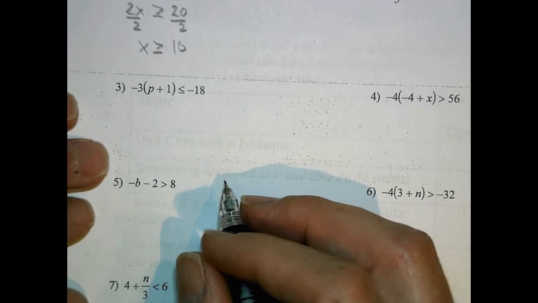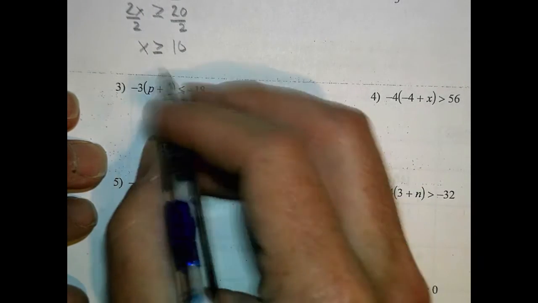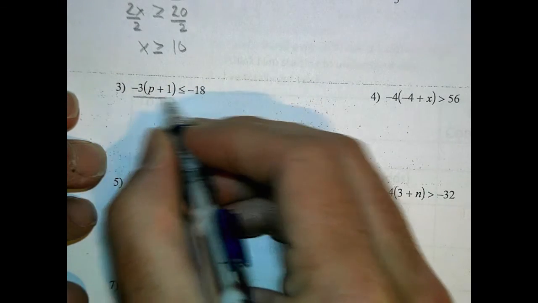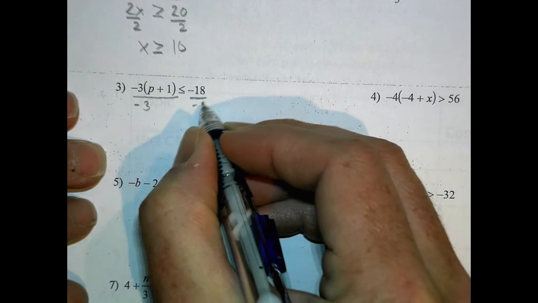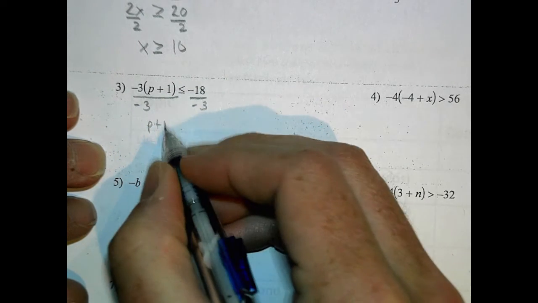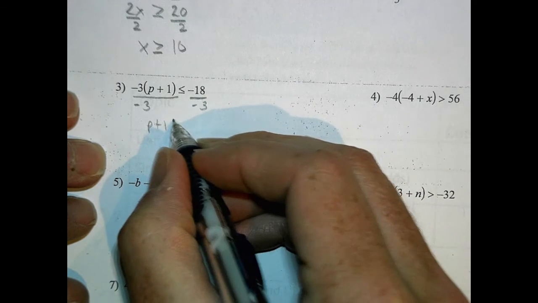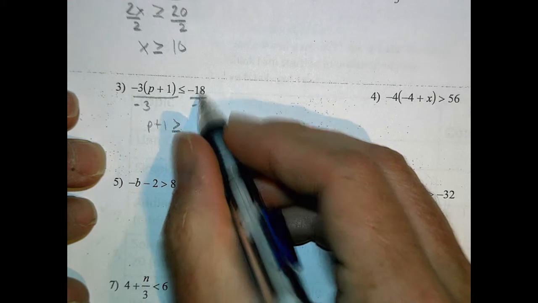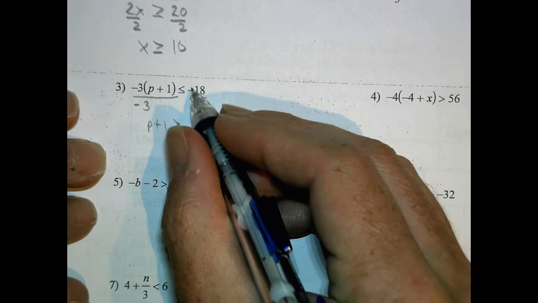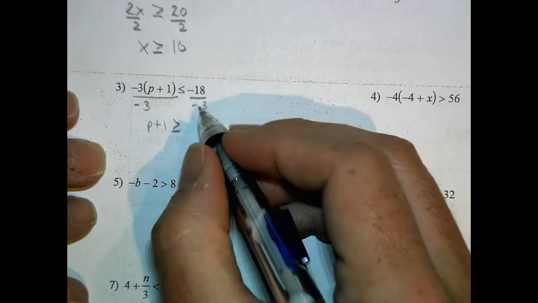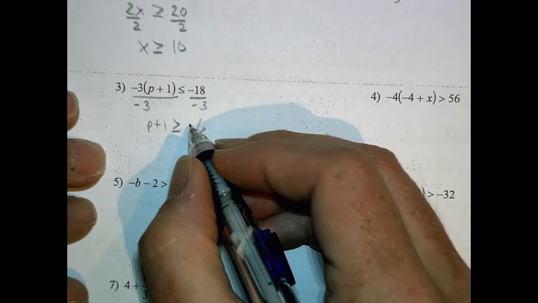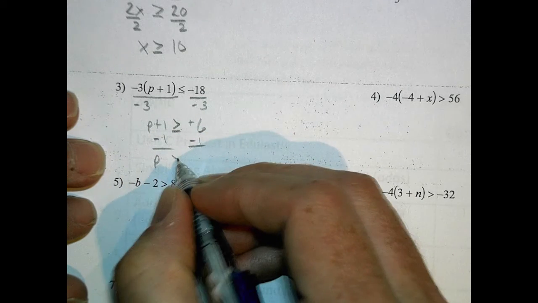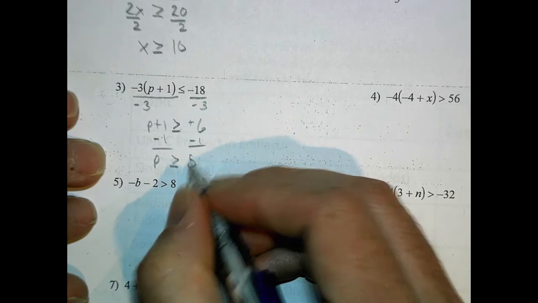Alright, great. Number 3. The first thing I'm going to do is, the parentheses are there, so I'm going to leave the parentheses part alone. I'm going to divide both sides by negative 3. So on this side I'm left with p plus 1. I divided by a negative, so let's go ahead and change the direction of the arrow. Alright, so there's the equality. 18 divided by 3 is 6. When the signs are the same with division of integers, then it becomes a positive. Negative and negative becomes a positive. So now I'm going to subtract 1 from both sides, so p is greater than or equal to 6 minus 1, which is 5.